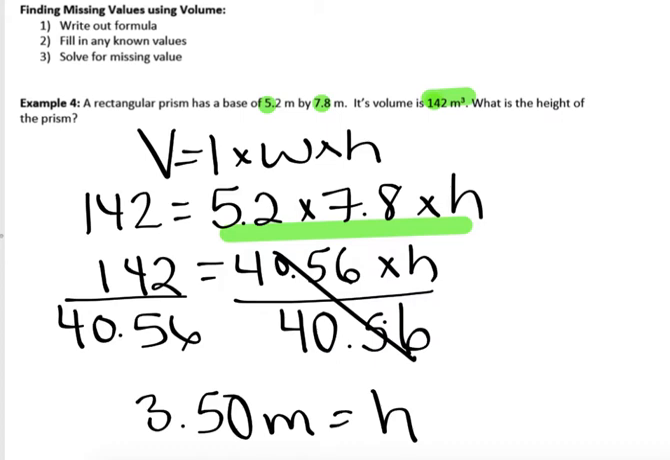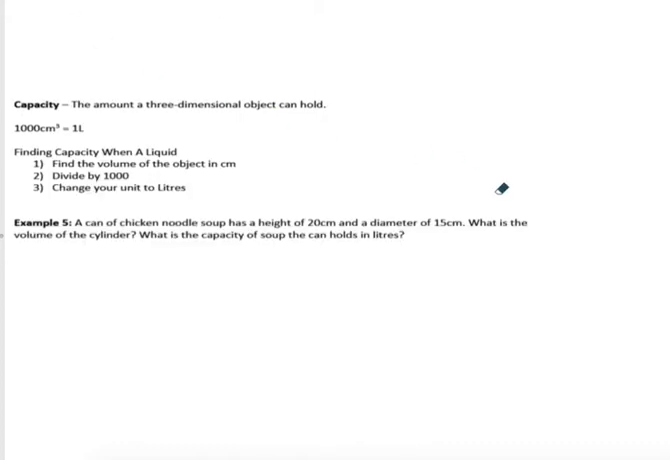And our last example is going to be dealing with capacity. So I lied to you earlier when I said we weren't dealing with it today. We are, we're just not dealing with it right away. So here we go. The capacity is the amount a three-dimensional object can hold. So if I was to pour water into it, or concrete, or balloons, whatever I want, it's going to carry this much liquid. So finding capacity when a liquid, you find the volume of an object in centimeters, and then you're going to divide it by 1,000 and change your units to liters.